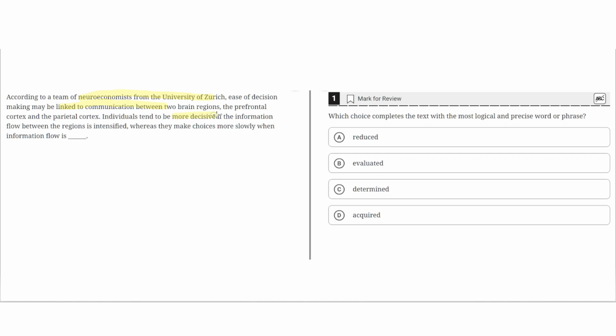Individuals tend to be more decisive if information flow between the regions is intensified, whereas they make choices more slowly when information flow is blank.